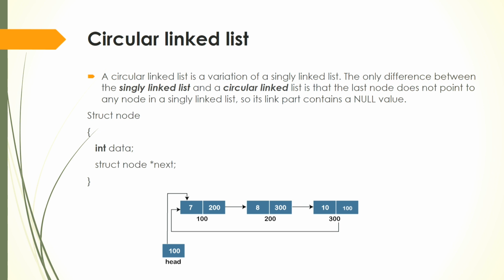So let me write a structure. Right here it is already written: struct node, integer data, and struct node pointing to the next. So a circular linked list is a sequence of elements in which each node has a link to the next node and the last node has a link to the first node. So the representation of the circular linked list will be similar to the singly linked list as shown below.